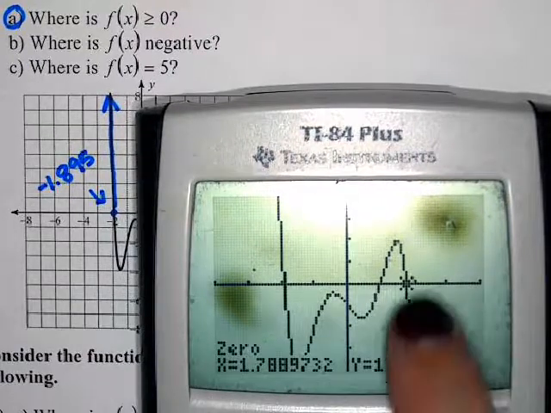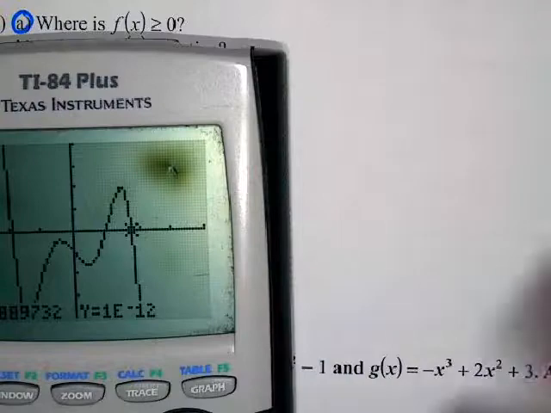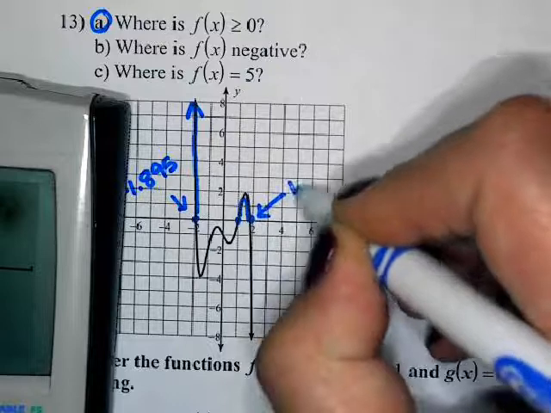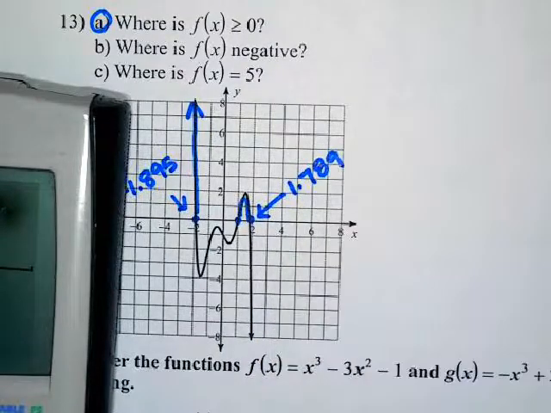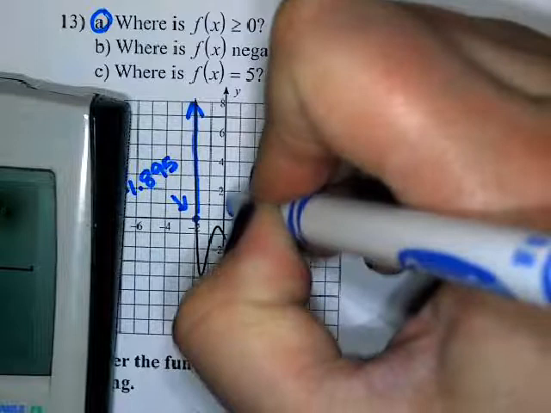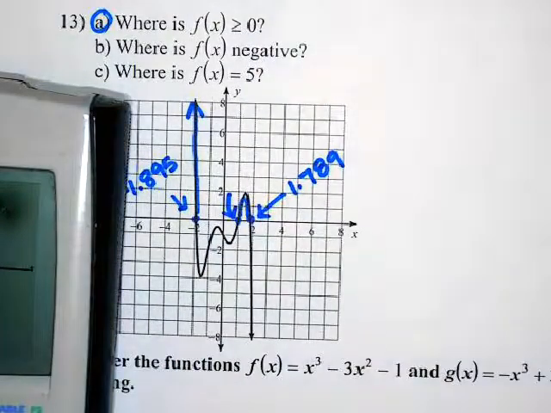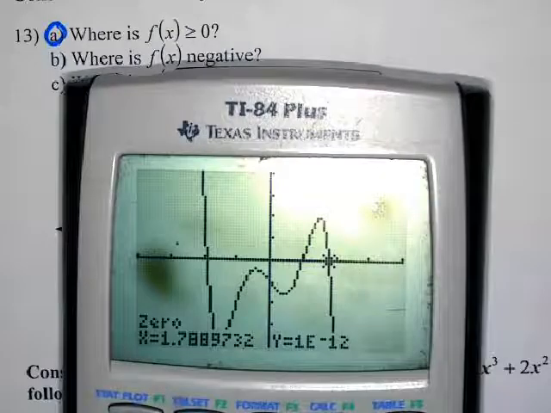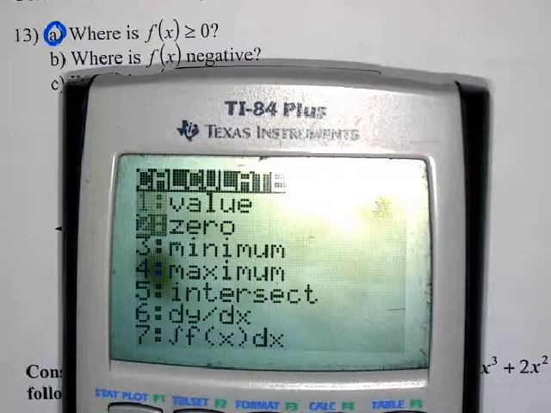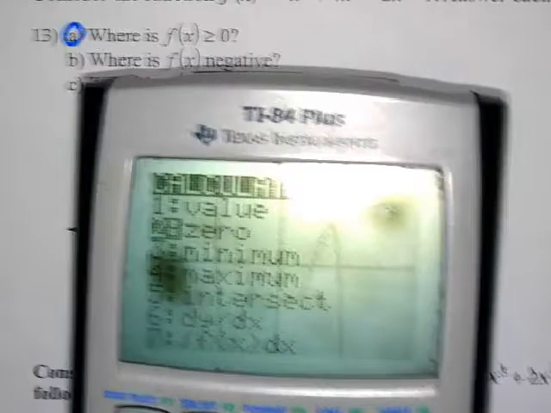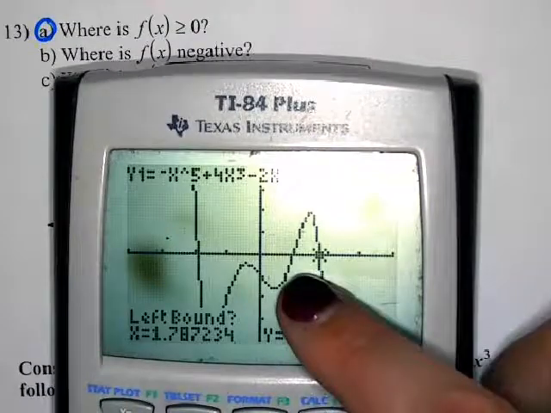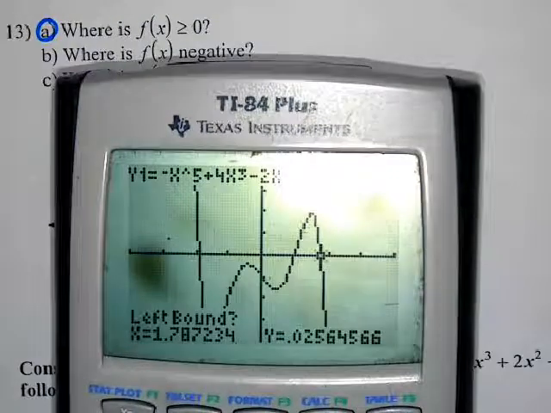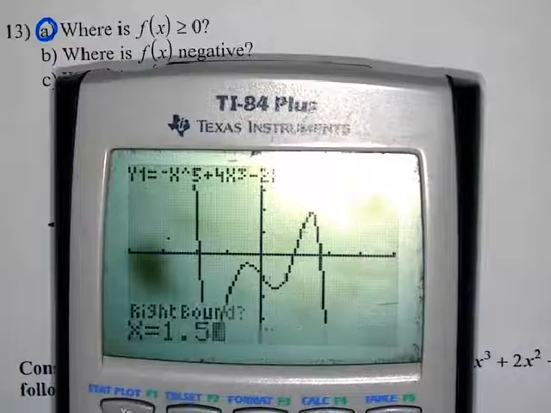Okay, so let's write that one down. 1.789. Okay. And then what about this one right here? I think this one might be 1. Is it 1? Okay. So, but how would we verify that? We can look at the table. Or if we were doing it this way, what could we smush it between? 1.5. Okay, so 0 and 1.5. Oh, and 1. 1 exactly. That's nice.